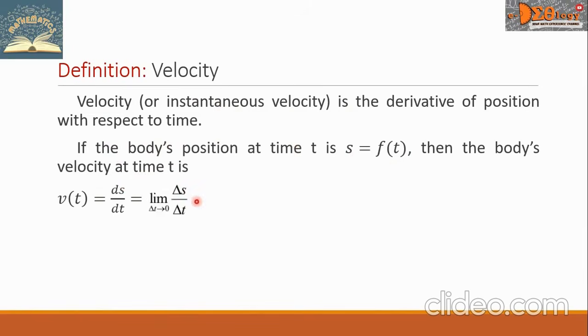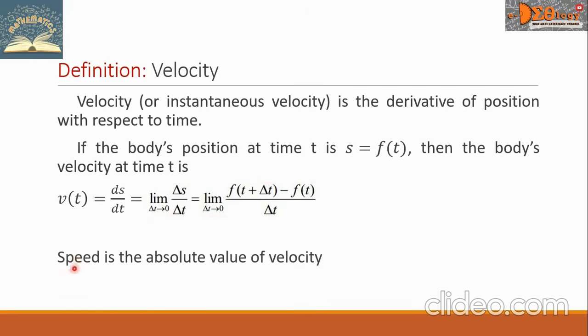In relation to the average velocity, we write here that the velocity is equal to the limit of Δs over Δt as Δt approaches 0. So this is equal to the limit of the function f(t + Δt) − f(t) all over Δt as Δt approaches 0.